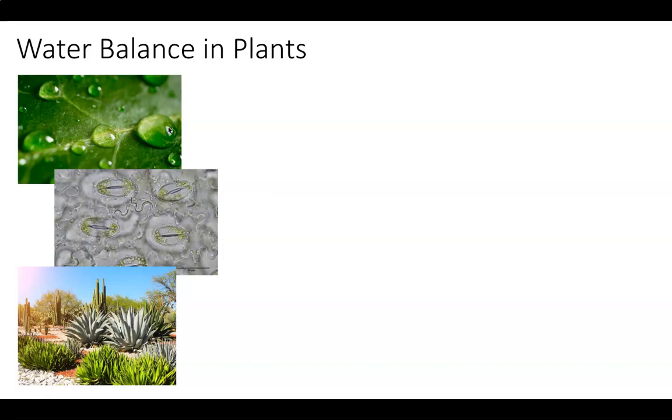Plants also have vacuoles, and vacuoles are these spaces within them that take up a lot of space, and they can swell up to 75 to 80% of a cell's volume, just allowing plants to store water.